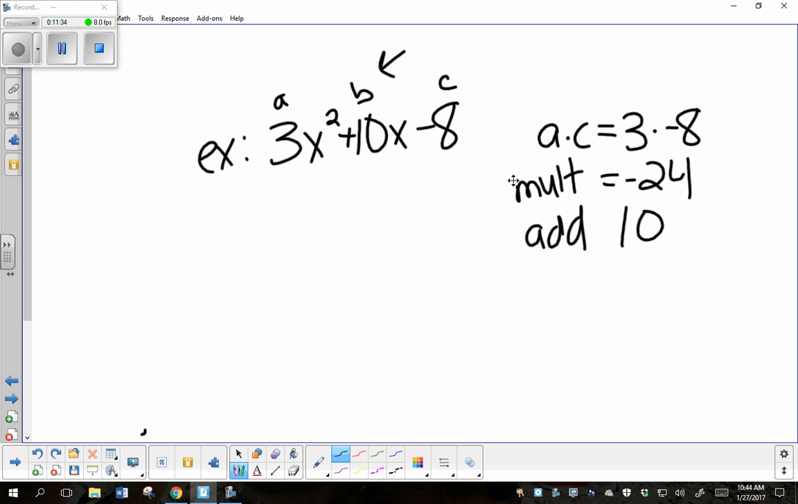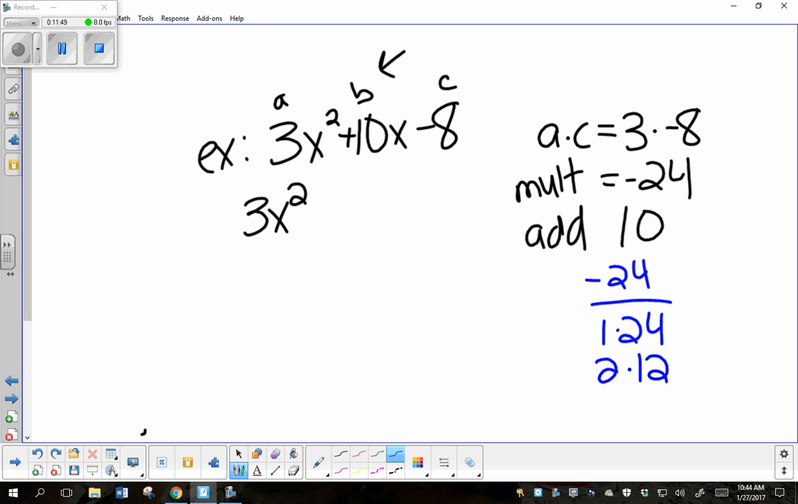Okay, so what I need to do now is, we're going to rewrite this polynomial, oh sorry, we need to figure out those two numbers. So I'm multiplying to negative 24. Let's see, 1 times 24, 2 times 12. I think that'll work. I need to multiply to a negative but add to a positive. So I think 12 and negative 2 will work. Those multiply to negative 24 and add to positive 10.